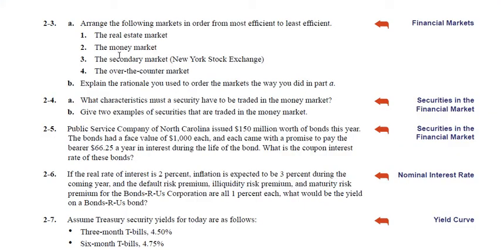So jump back over here. A money market, the secondary market, or the New York Stock Exchange, 2, 3, 4, and then 4 is the counter market, and lastly the real estate market is the least efficient. Okay, so all of these answers are in the chapter. They're not that hard. They're just simply reading and answering.